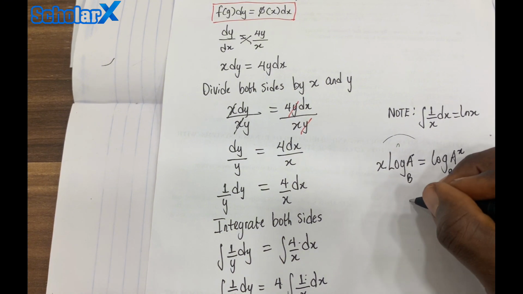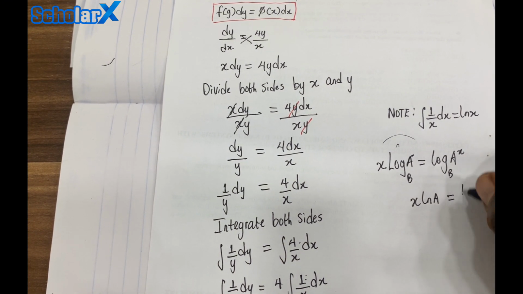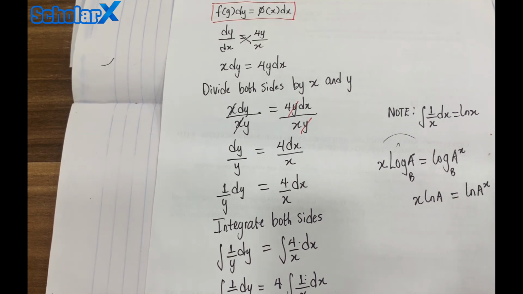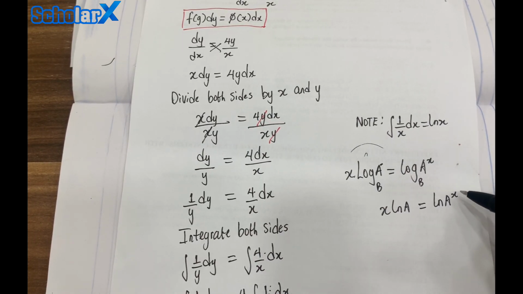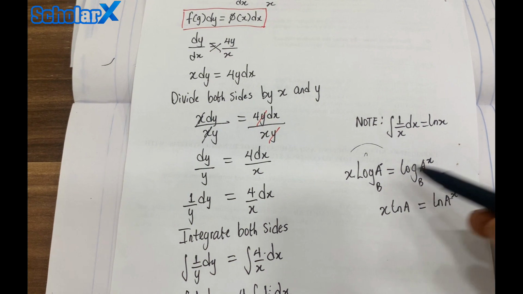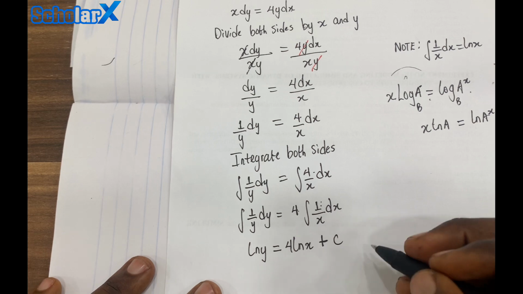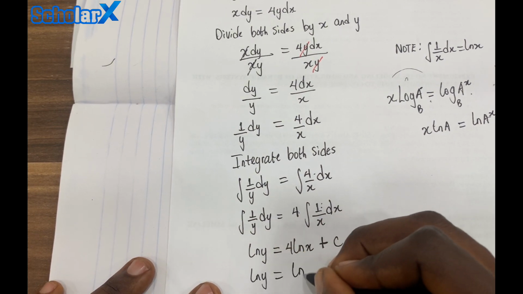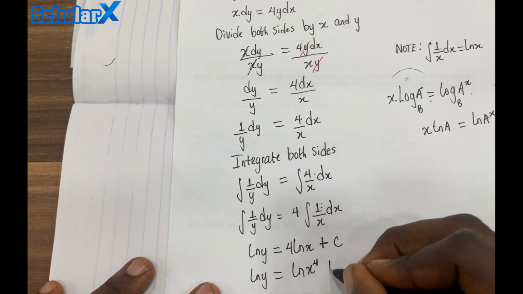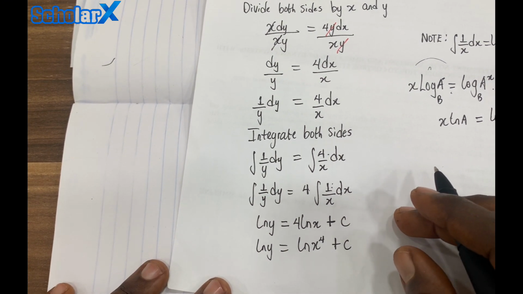Or if you have x ln a, it's the same thing as writing ln a to the power of x, according to the law of logarithm. So knowing that, we can now say that ln y is equal to ln x to the power of 4 plus c.